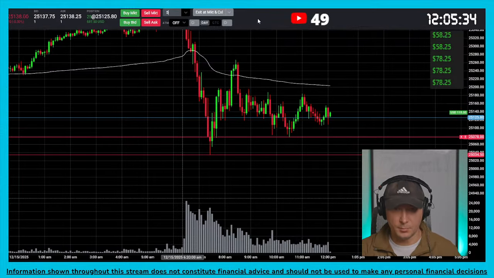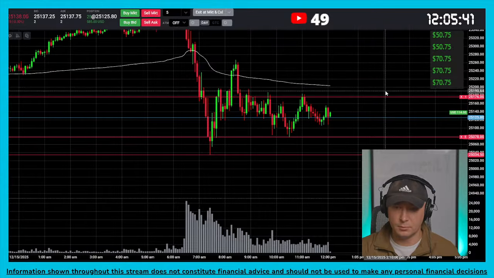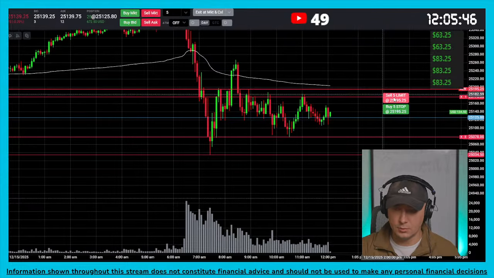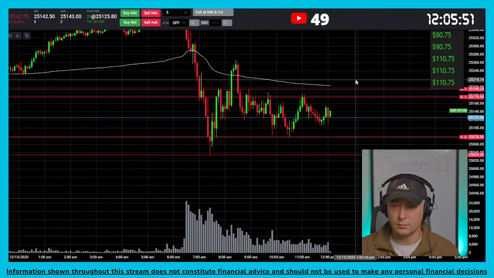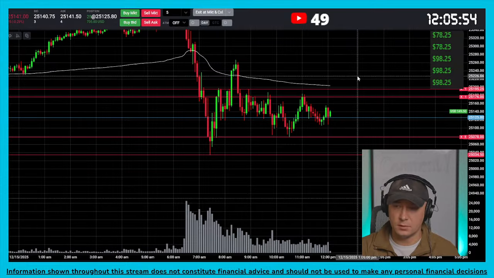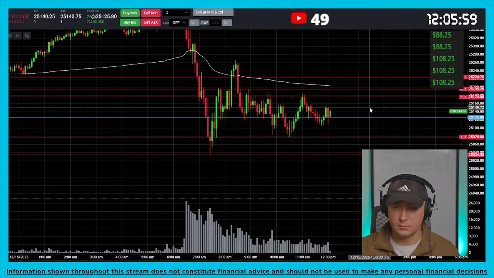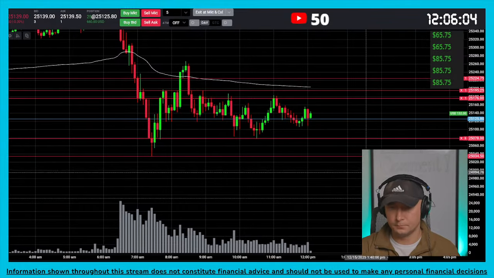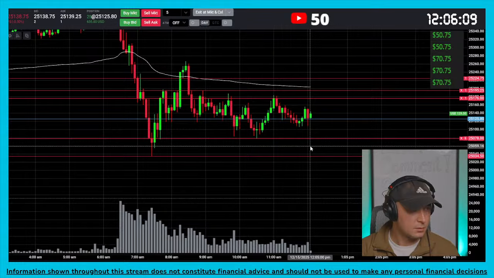Okay, I think I'll set up my partials. So partials, at 50 points I'll sell one. At 70 points I'll sell one. And then if it continues running, I think I'll sell one at 100 points. So each of these lines is 20% of the position size.